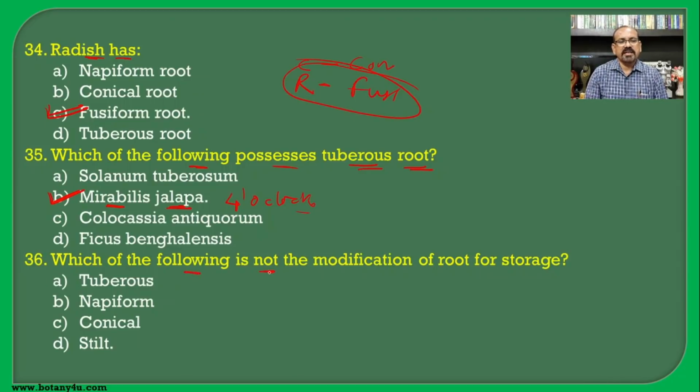Then which of the following is not the modification of root for storage? See, not the modification for storage. Tuberous root for storage, napiform root for storage, and conical root for storage, but the stilt roots are for extra support, that is mechanical support, and hence D is the correct answer for this question, as it is not a modification for storage.